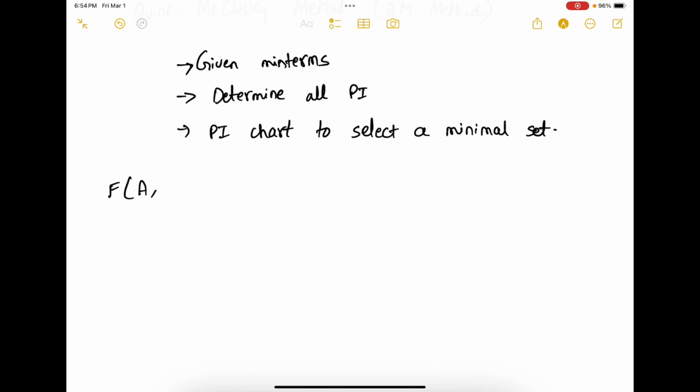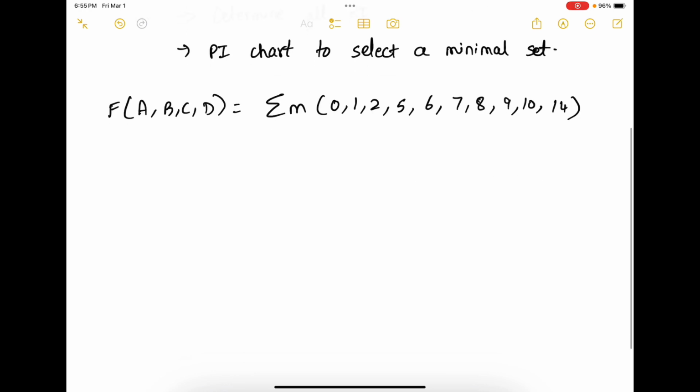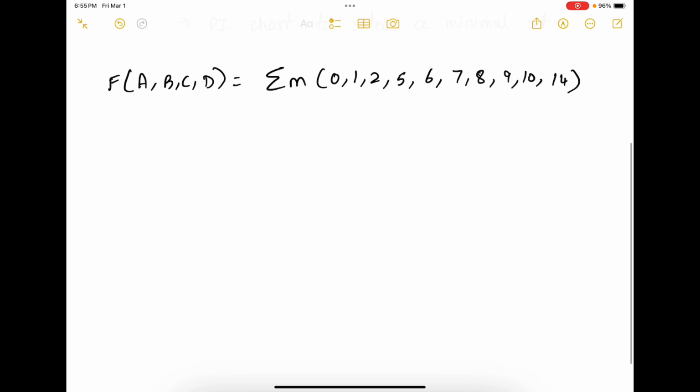You're given the expression for f as minterms 0, 1, 2, 5, 6, 7, 8, 9, 10, and 14. The first step in the Quine-McClusky method is to form columns. So this is column 1. In column 1, I'm going to form groups. The first group is group 0.